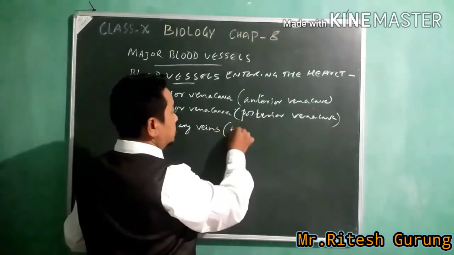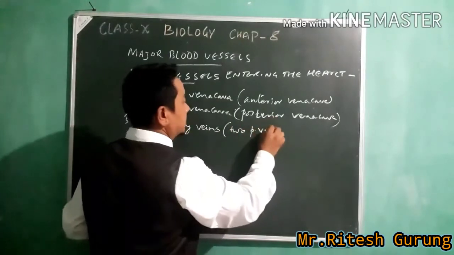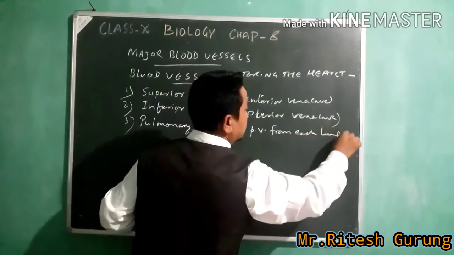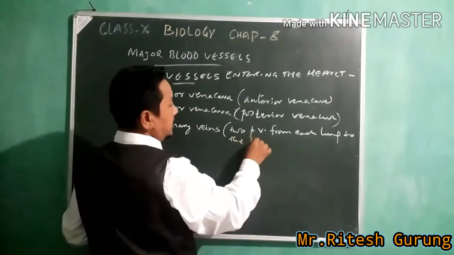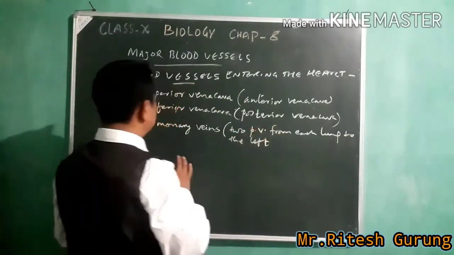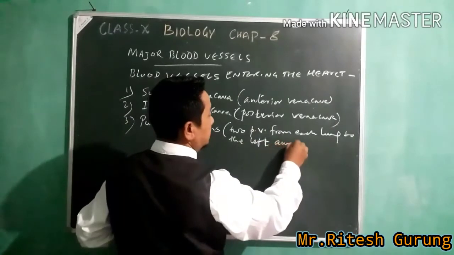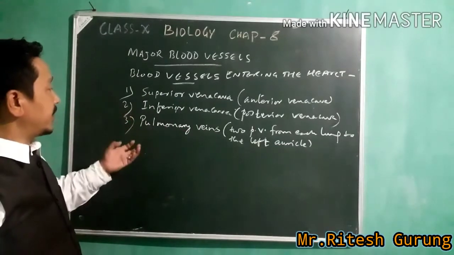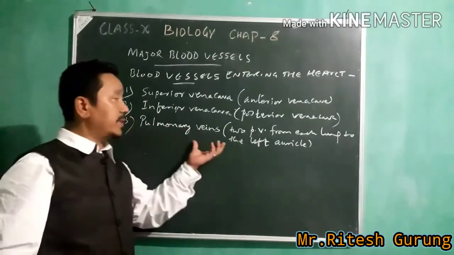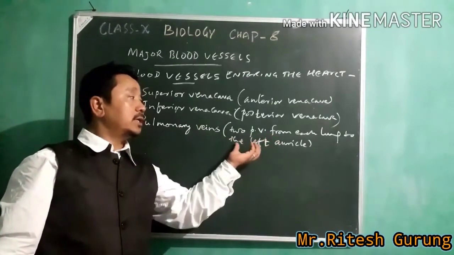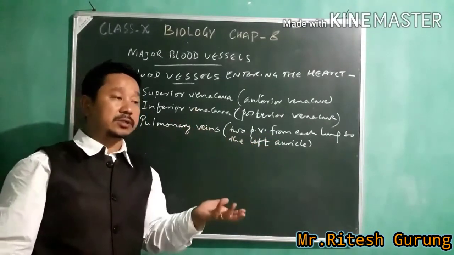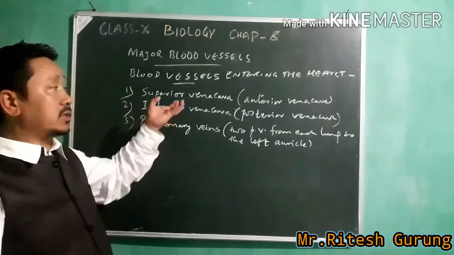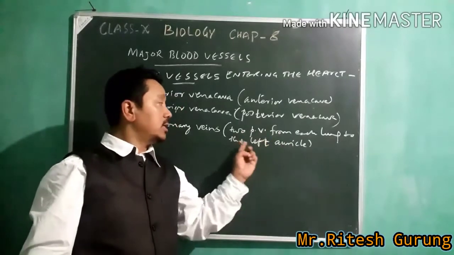Two pulmonary veins from each lung to the left auricle. So after the purification, the blood will be collected by the pulmonary veins to the left auricle. Because there are two lungs where the purification of blood takes place. So after the purification, these pulmonary veins will collect the pure blood into the left auricle.